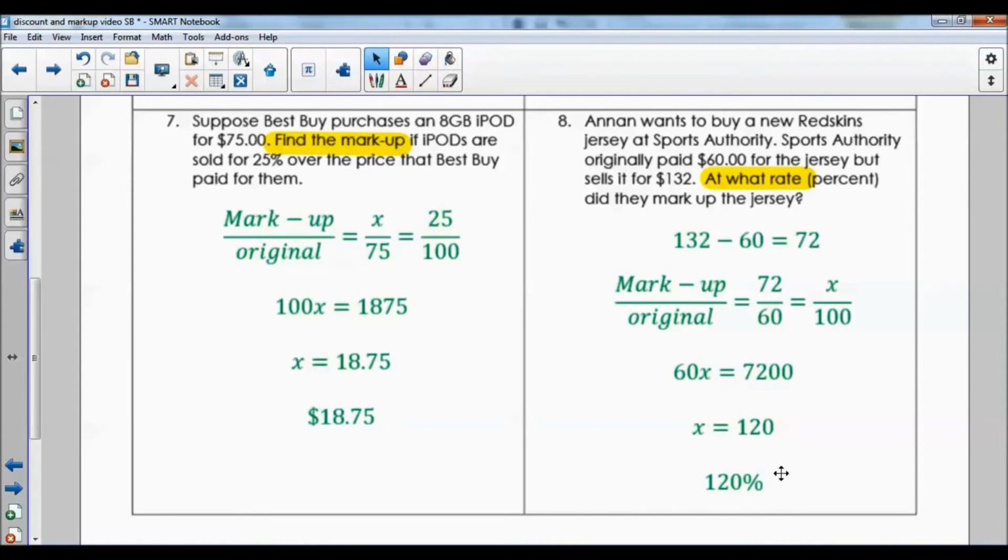On the back, there's 8 questions for you to try. I want to warn you that some of them you have to set up 2 proportions to solve. Like they'll ask you for the tax and then the tip, or the tip and then a discount, or something. They'll ask you for 2 different things, and so you want to do 2 proportions to solve it. Once you're done, get that checked, and then you can move on to the next thing.